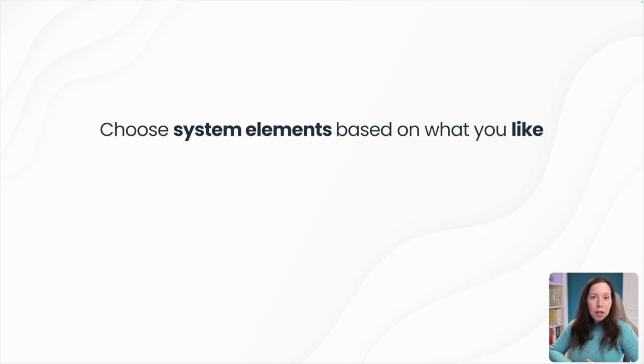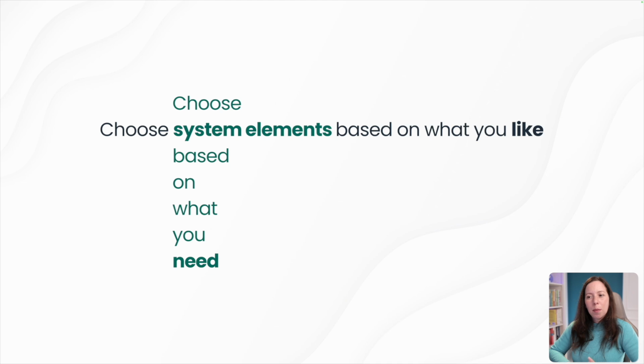There are two ways to think about that. The first one that causes the problem is that we choose system elements based on what we like. It's like, oh, this looks cool, this is new, this is interesting, let me add it, let me add it, let me add it. Whereas I invite you to think differently. Choose system elements based on what you need, in your process of thinking and writing.